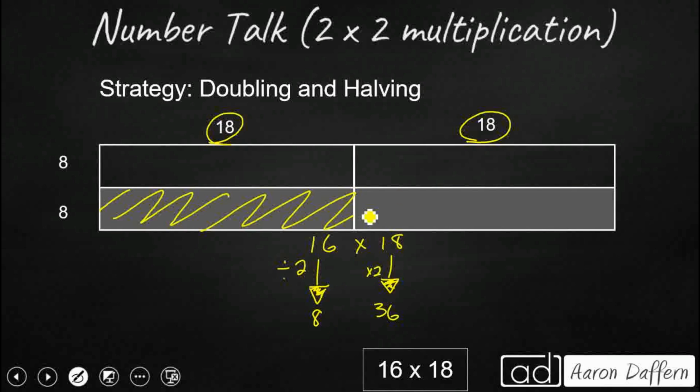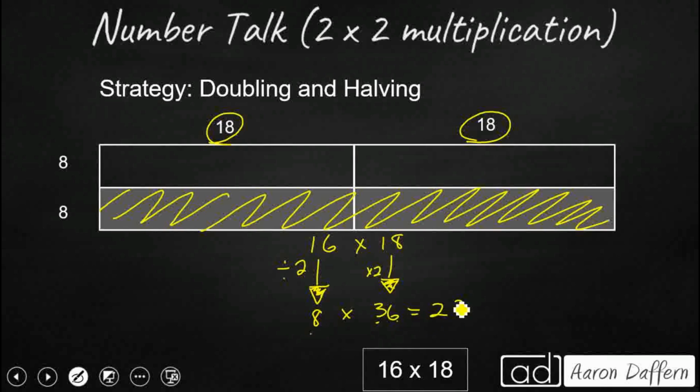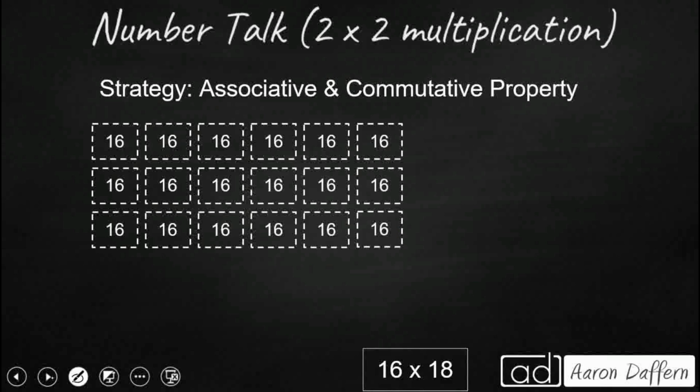And I've got down here, I'm just going to cross off that bottom 8. So 8 times 36. So 8 times 30 is 240. 8 times 6 is 48. Add those together. You guessed it, 288.